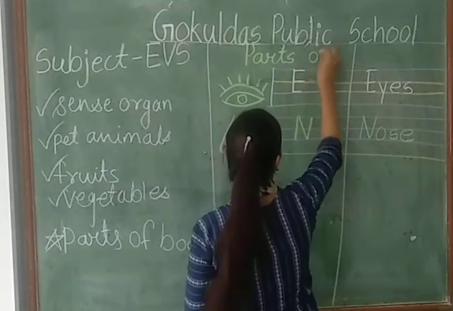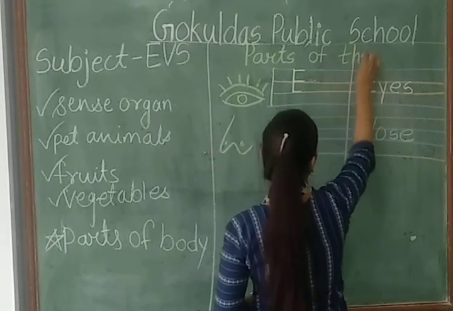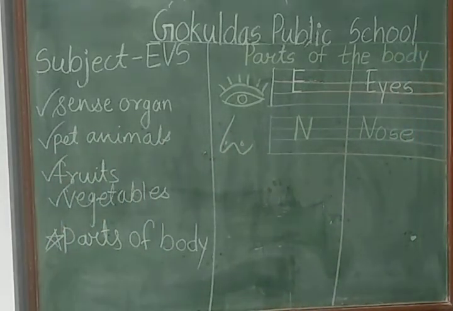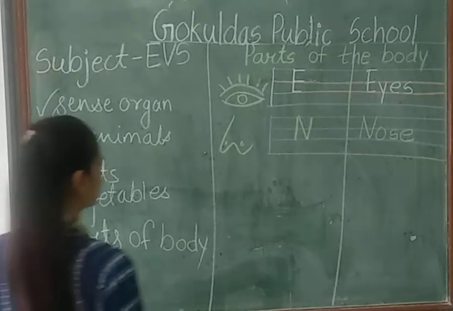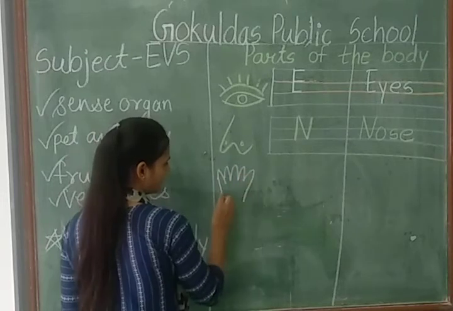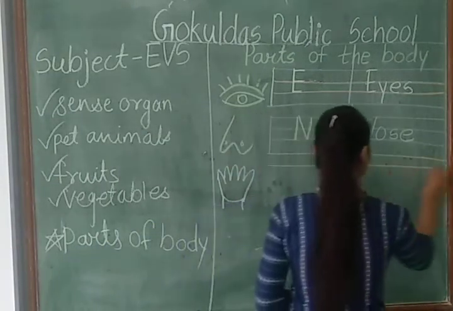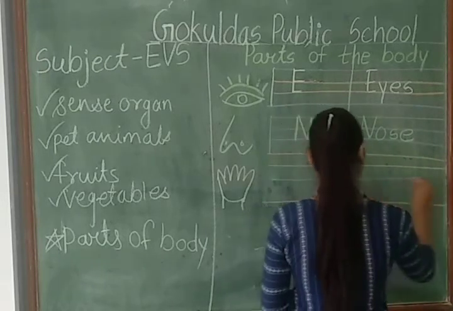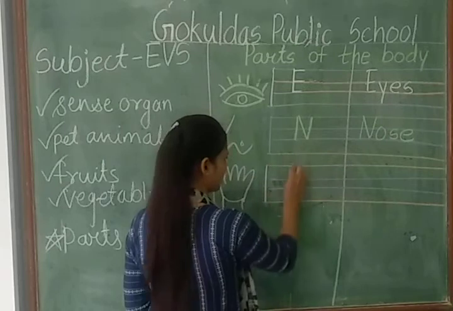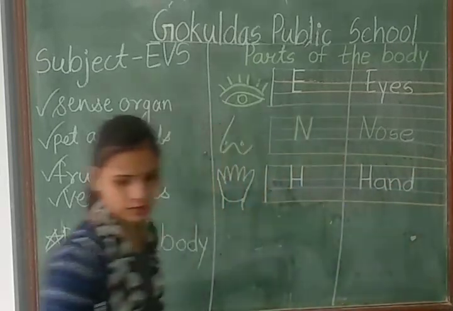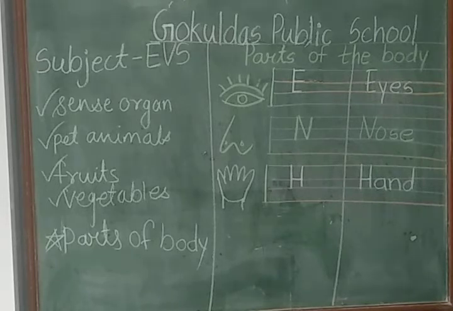parts of the body. The next one, hand. E Y E S eyes, N O S E nose, H A N D hand.